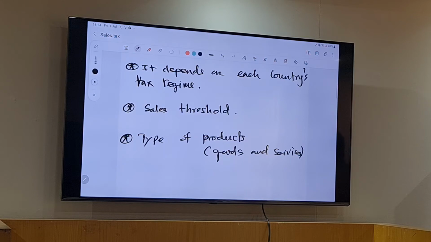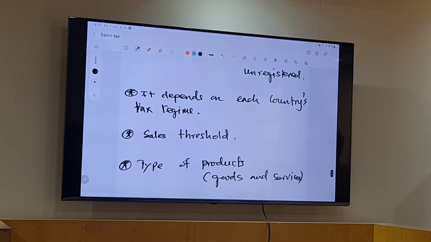What do you mean by registered or unregistered? Let's say I start a business. Do I need to register for tax purposes or not? That is the question. I have several options here.